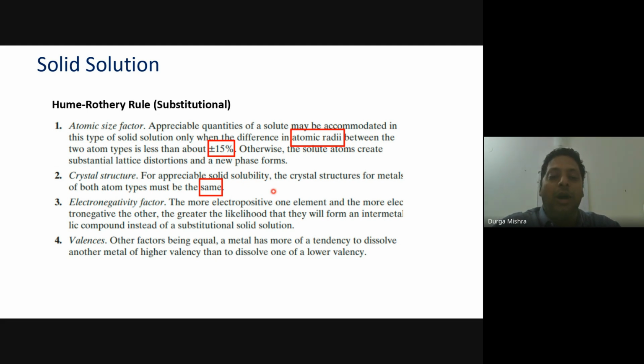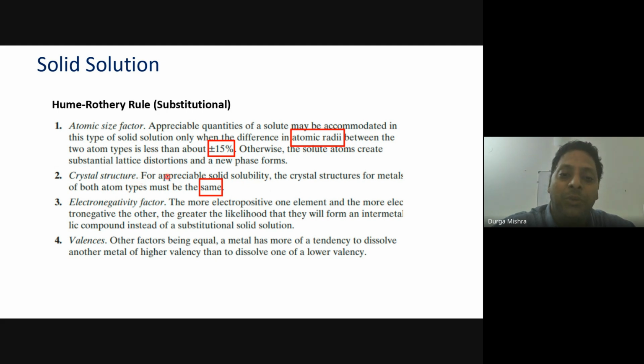If you add a bigger atom or even a much smaller atom, it could create a new phase. As I said, the substitution does not change the phase. If it is FCC, it will remain FCC. If it is BCC, it will remain BCC. But if you add an impurity atom which has a high atomic radius, it can create a different phase. The second point is the crystal structure.